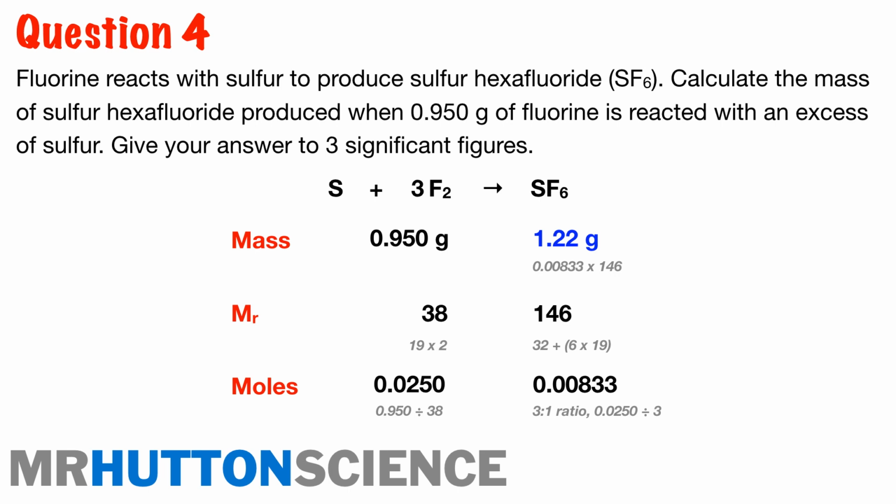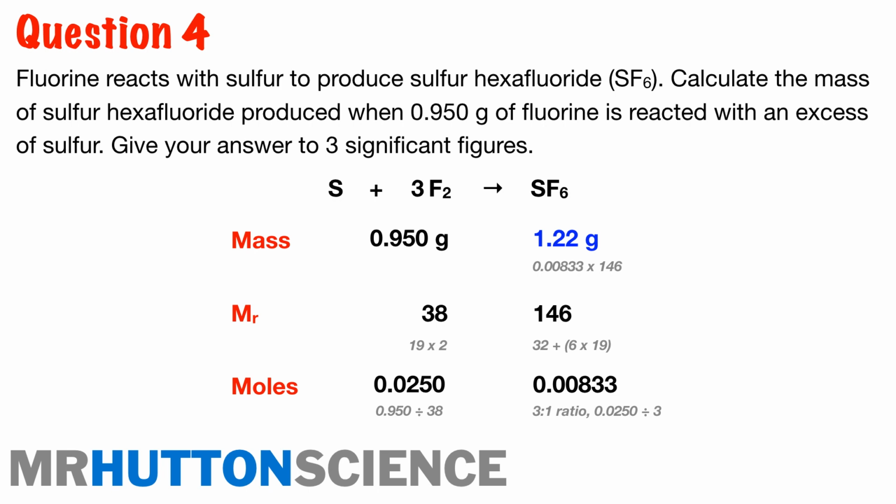So step 3, very straightforward. We're going to write mass, MR, moles. So step 4 is adding information from the question. So the question tells us our mass of fluorine. We can work out our MR of fluorine and of sulfur hexafluoride from the periodic table. And now that we've got the mass and MR of fluorine, we can calculate the moles of fluorine.